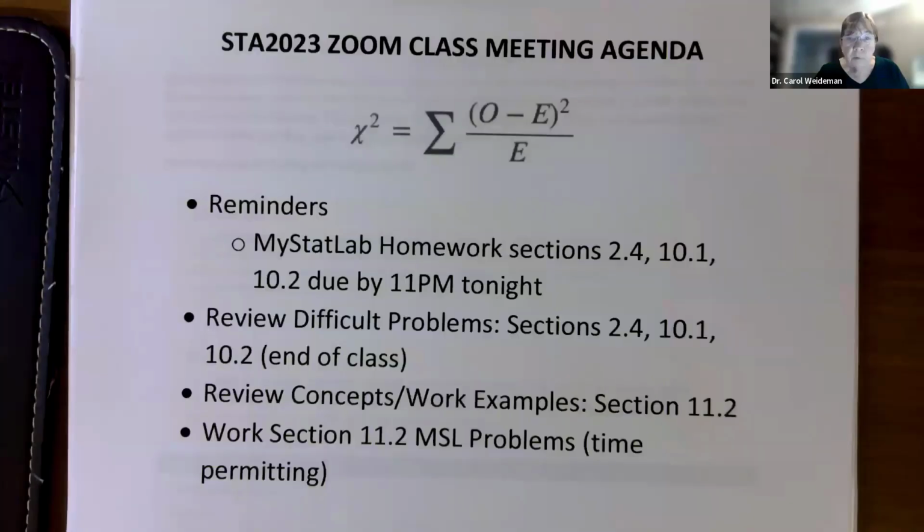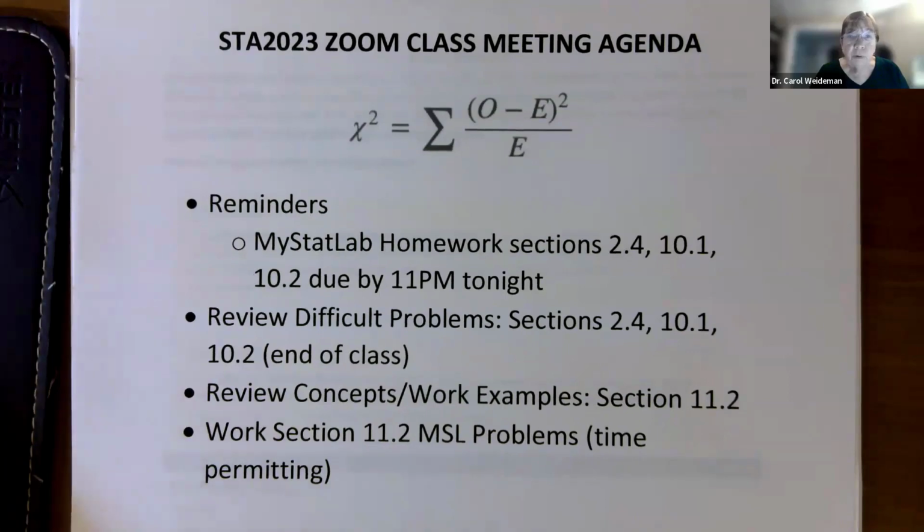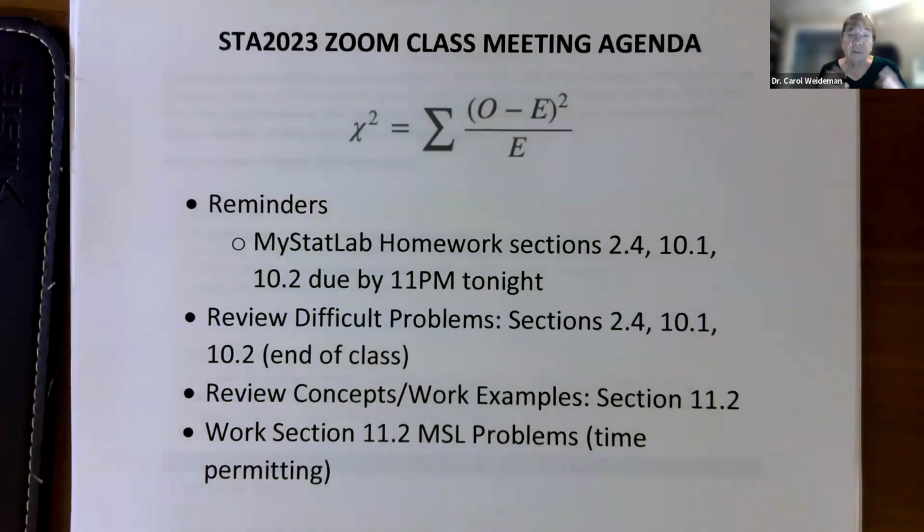All right, so tonight is the last night of new material. Let me share the screen real quick with what we're going to go over. You have 3 homeworks due tonight, 2.4, 10.1, and 10.2. Remember, that was scatter plots, correlation, and regression. And I'll save the questions till the end of class.